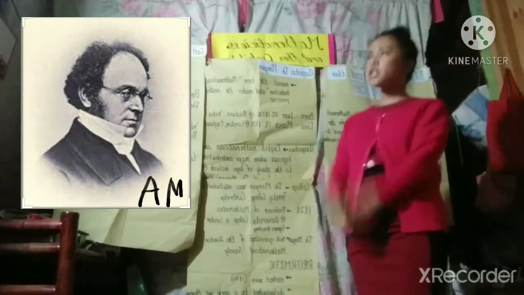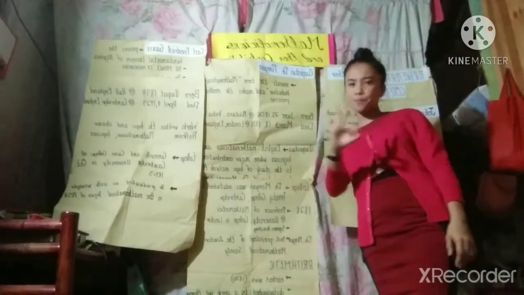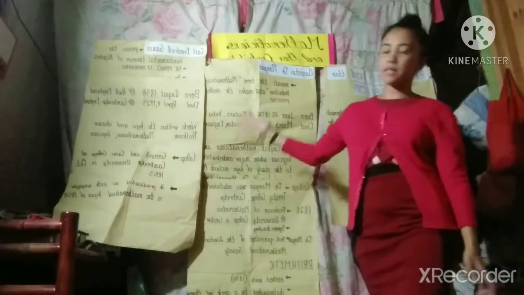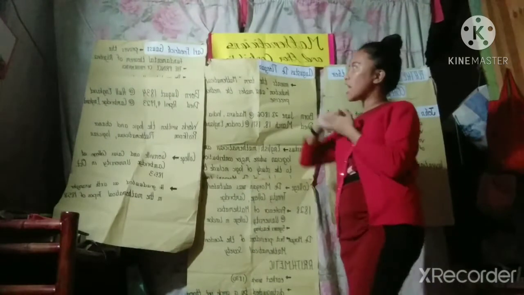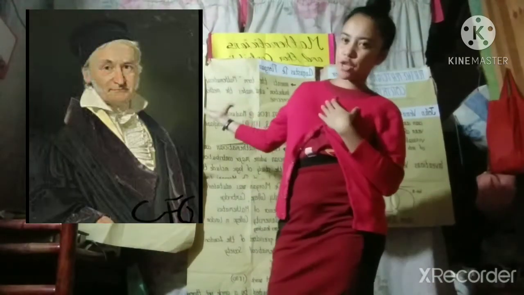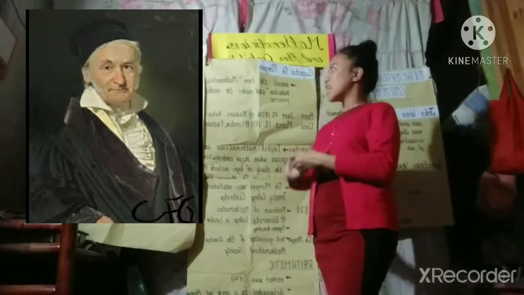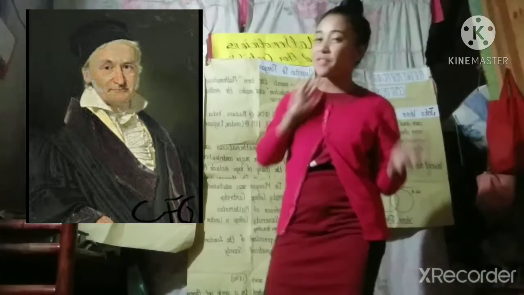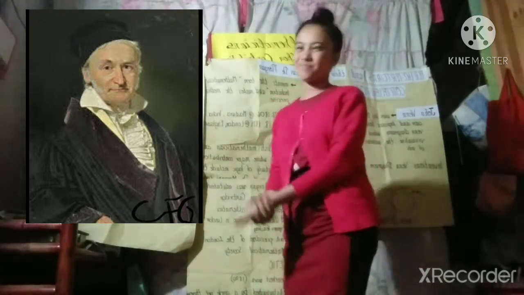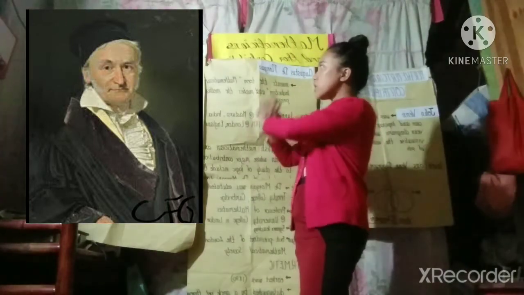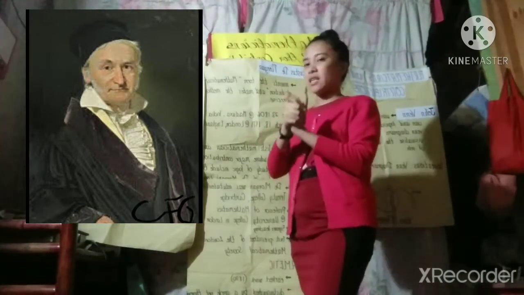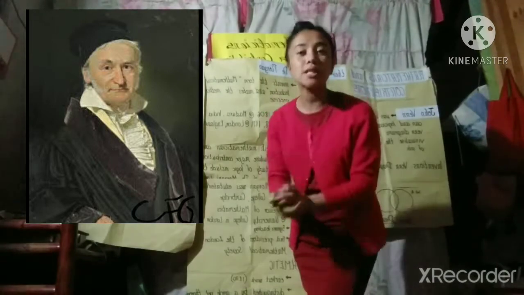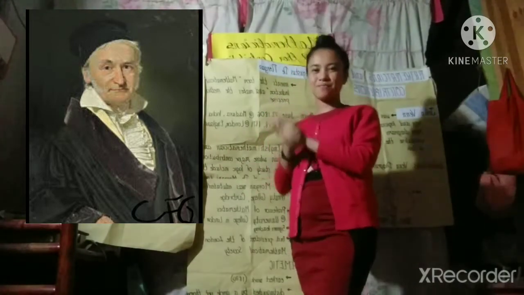So for our number 3 greatest mathematician is Carl Friedrich Gauss. Carl Friedrich Gauss, he proved the fundamental theorem of algebra. Did you know that he is the prince of mathematics?